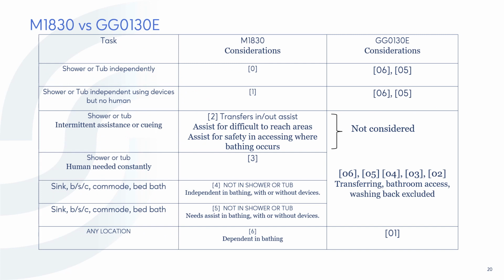And I tried to make this table showing, okay, here's the task on the left, here's the really standout points, what M1830 is considering, and then on the right is the GG0130E. It's consideration as far as, okay, if you said this here in 1830, I would expect to see this type of code in the GG0130 item. And as you can see, it gets very gray in that area from 2 through 5 for M1830. There's just no way to do a direct one-to-one comparison. So you just don't want to do that. Score everything on its own merits.